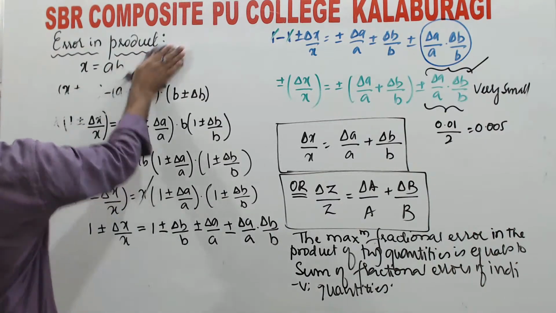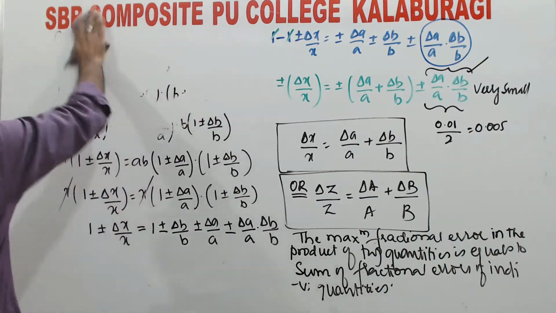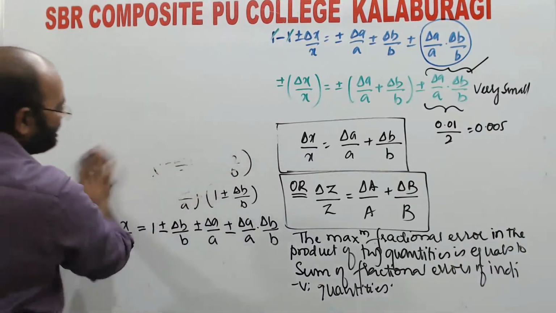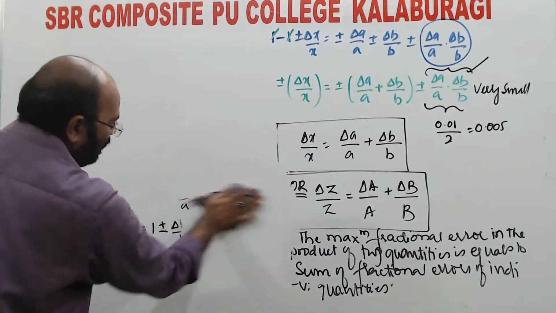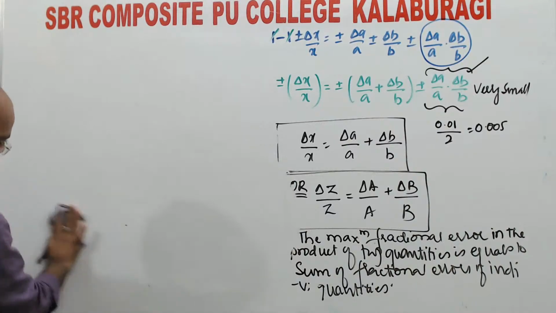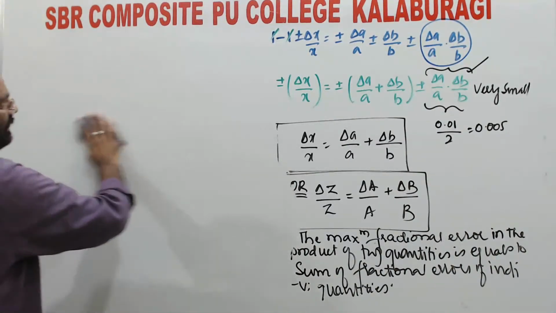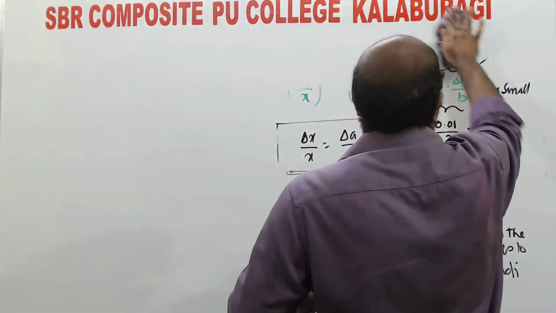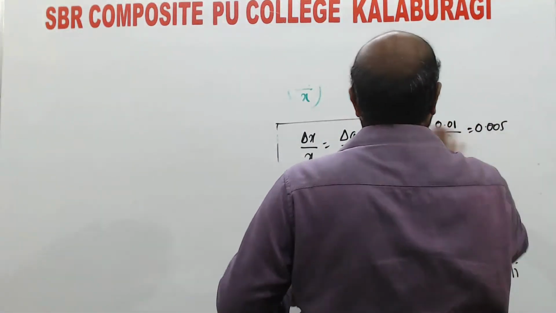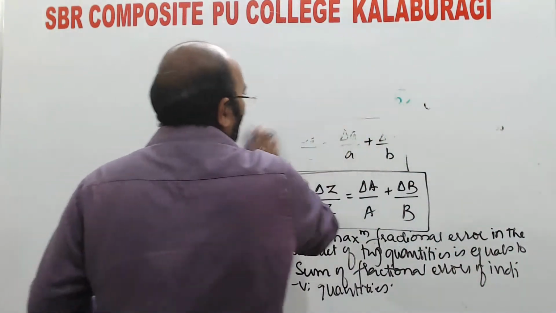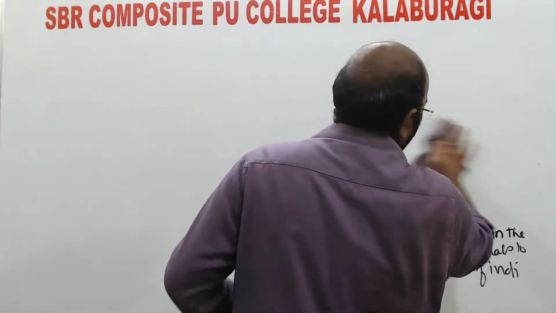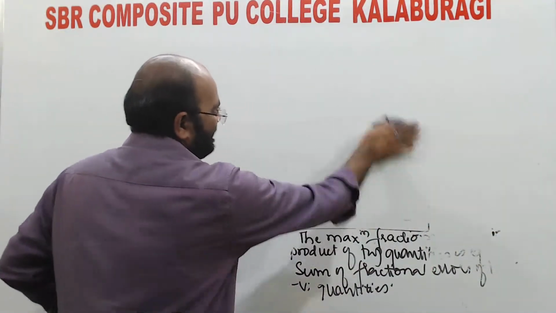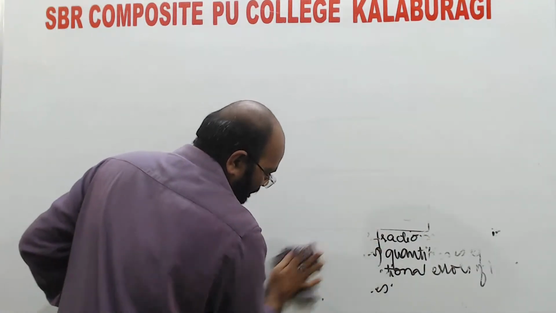Okay, then go for the next one: errors in division, or errors in a quotient. It is also called the division rule or the quotient rule, just as the earlier one we discussed is called the product rule.